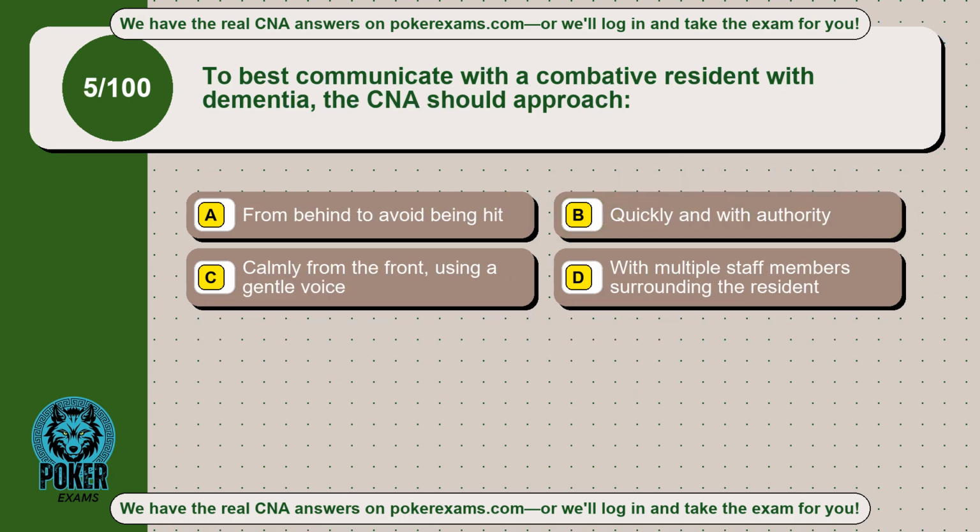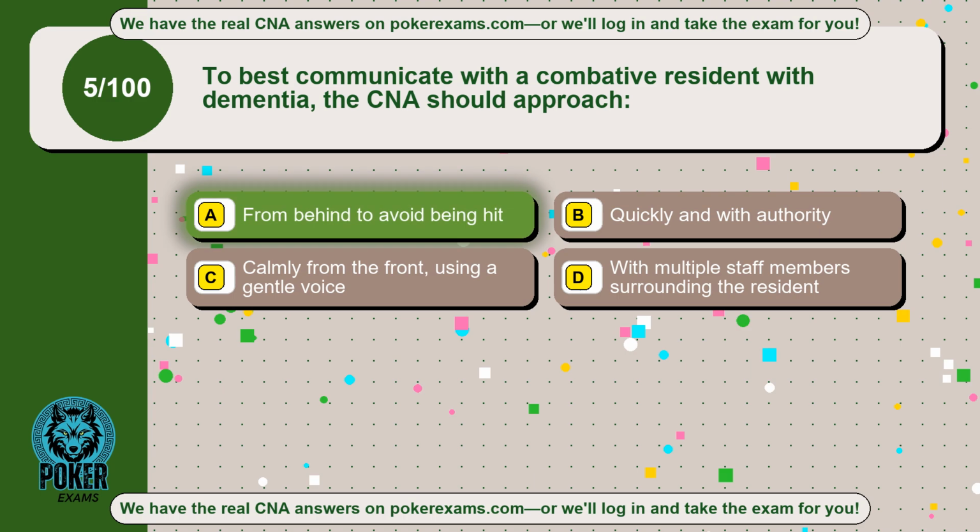Question 5. To best communicate with a combative resident with dementia, the CNA should approach: Option A. From behind to avoid being hit. Option B. Quickly and with authority. Option C. Calmly from the front, using a gentle voice. Option D. With multiple staff members surrounding the resident.